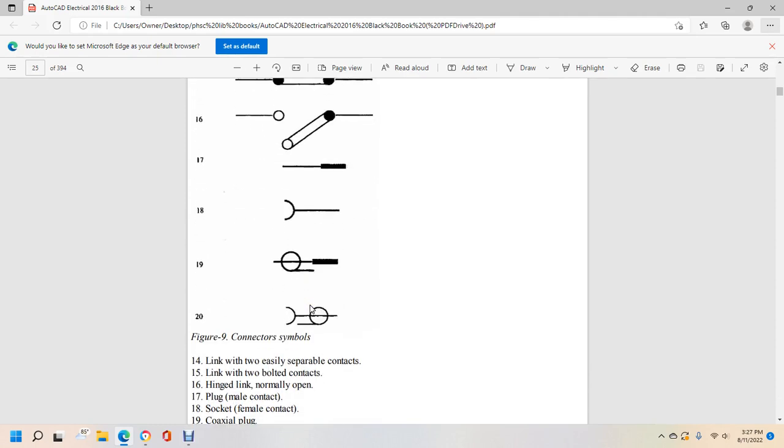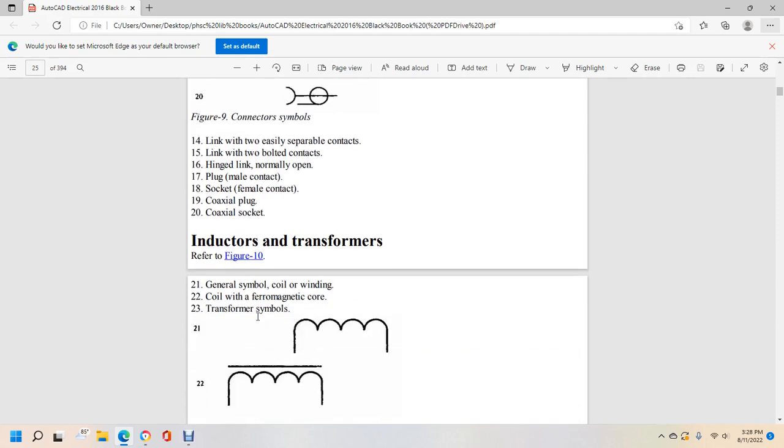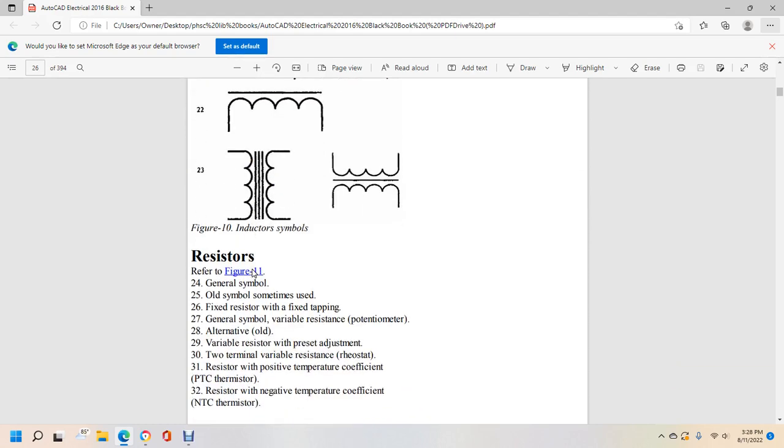14 would be a link with two easy separable contacts. 15, a link with two bolted contacts. 16, hinge link normally open. 17, a plug. 18, a socket. 19, axle plug, coaxial plug. 20, coaxial socket. Inductors, transformers: 21, general symbol of coil winding. 22, a ferromagnetic core. 23 is a transformer symbol.